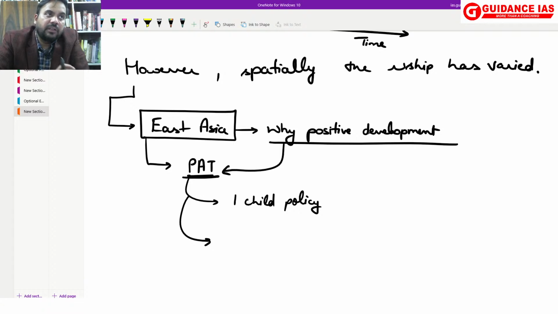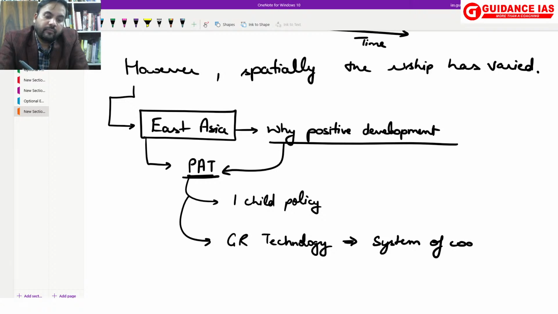They were able to control their population growth because of that. So population explosion, it didn't happen as was predicted earlier. Simultaneously, tell me, China, when it comes to adoption of green revolution technology, was China able to adopt the green revolution technology? Yes, it was able to adopt the green revolution technology. In fact, China used the system of cooperatives. And with the use of the system of cooperatives, what happened? They were better able to diffuse the technology.